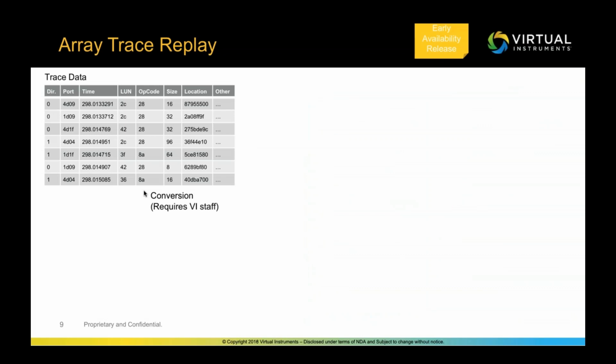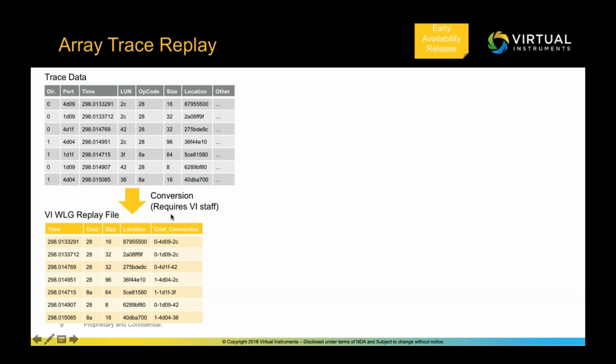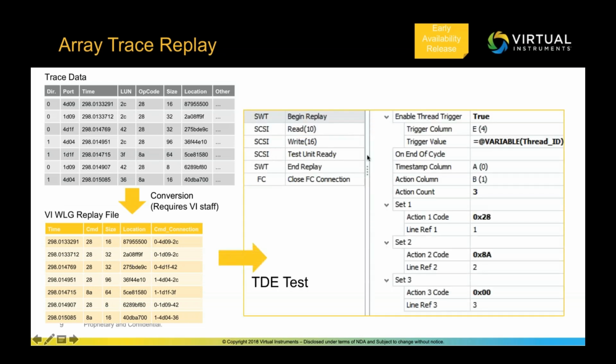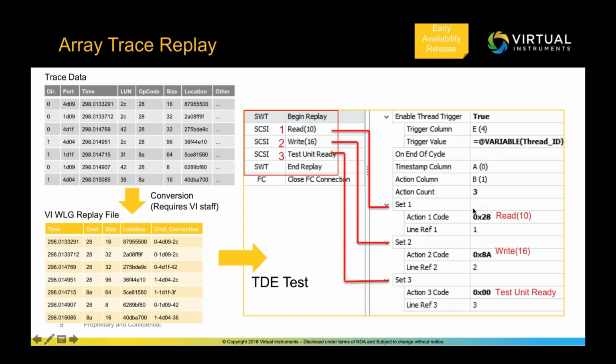So here's just one specific example. It could look like many different things. Whatever trace data it may be, you have a variety of different information, right? It doesn't matter whatever it is. Working with the VI staff will convert that into a uniform replay data, and then that replay data gets imported into a TDE project. The way we actually design this to be generic is that we'll allow you to tell us what opcode that's observed in the replay file should be recreated using one of the commands we support.